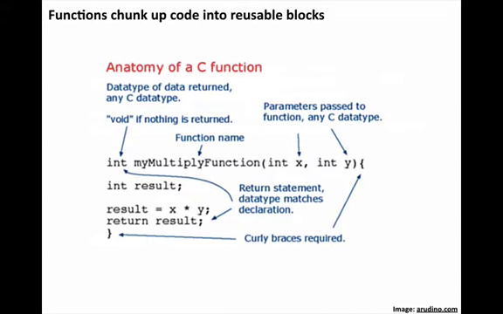Inside, I declare an integer result that's going to store x times y, and then we return that result. So what happens is we would call this function, the code inside it would run, it would return the return value, and our code would pick up where it left off. Also make sure you remember the curly braces and the semicolons at the end. That's a common mistake when you're getting started.